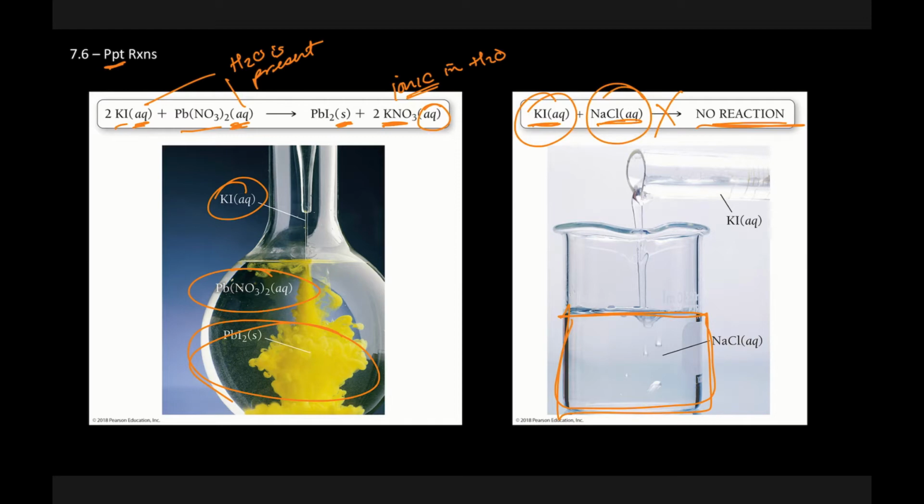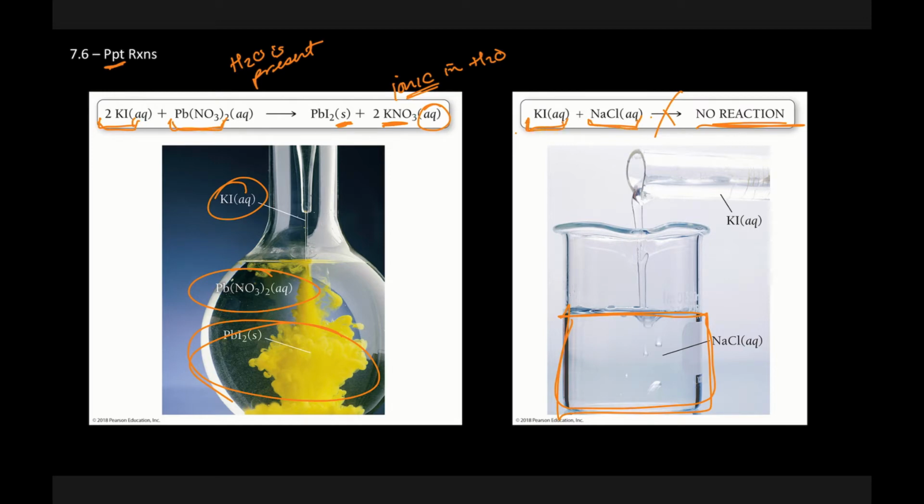All right. Now, how do you know what the products will be? Here is where our understanding of ionic compounds comes into play, okay? You already know that an ionic compound is composed of a cation and an anion. All ionic compounds are composed of a cation and an anion. So in a precipitation reaction, for our purposes anyway, we're going to be looking at two ionic compounds. Here I have KI, Pb(NO3)2, two ionic compounds. KI, NaCl, two ionic compounds.